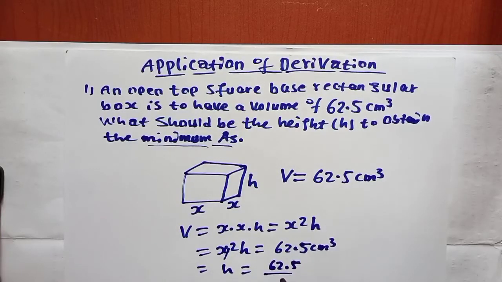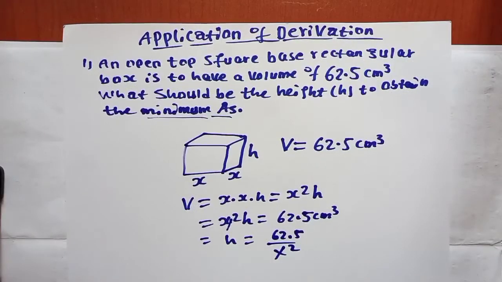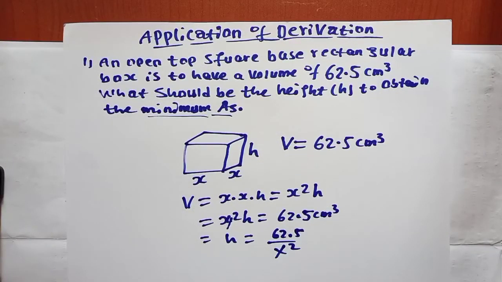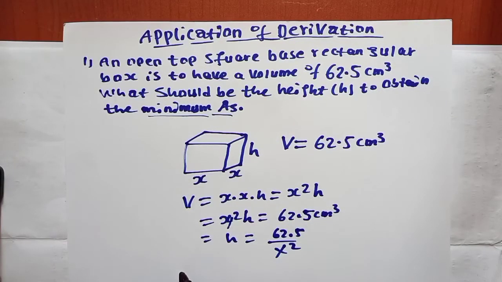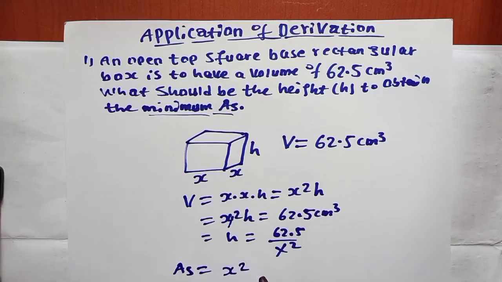62.5 over x square. From the surface area formula, surface area, or AS, is equal to the area of this box: this one plus this one, x square plus 4x times h.